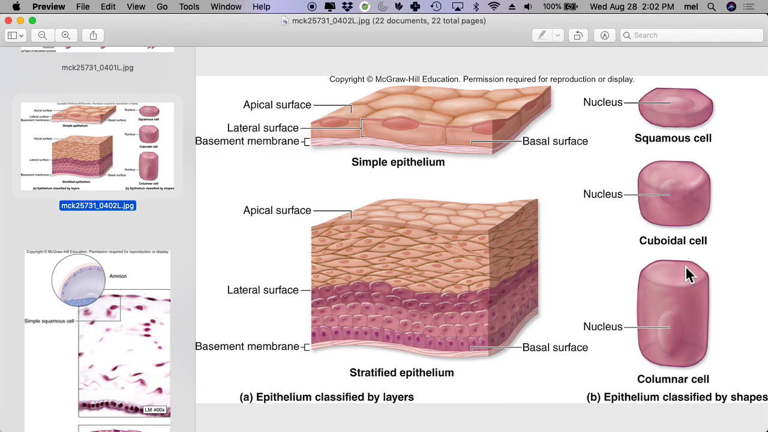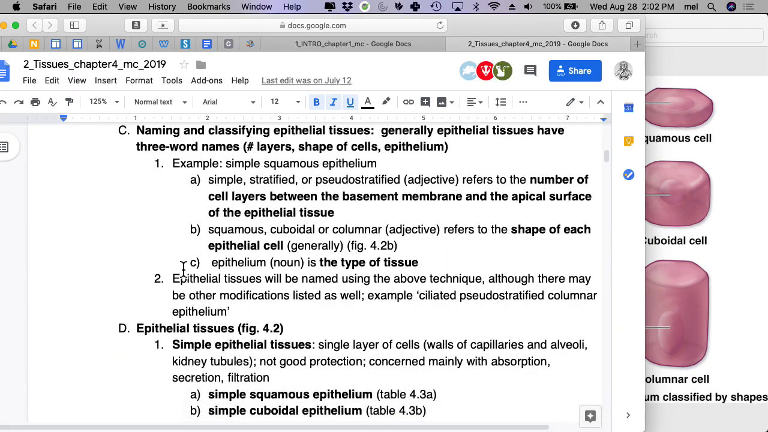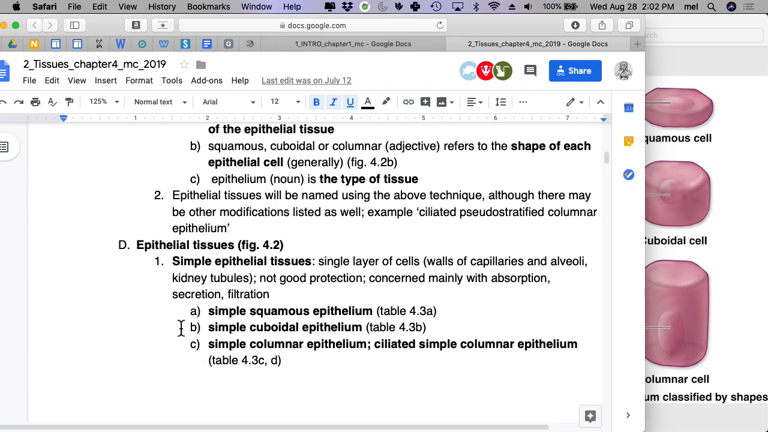Cuboidal, okay? And then if it's columnar, it's taller than it is wide. Usually, not always, the nucleus is oval. Now, the reason I say usually is because you never want to memorize a single criterion to identify a tissue, but sometimes if you're having a hard time, that little extra one can help you, okay? So basically, usually you end up with this three-name naming system in which it's stratified columnar epithelium, simple cuboidal epithelium, okay? Every once in a while, though, there'll be modifications, like it's going to be ciliated or something like that, and we'll talk about those a little bit later, but just start with the three-name naming system.